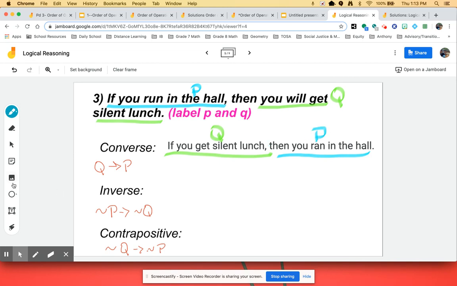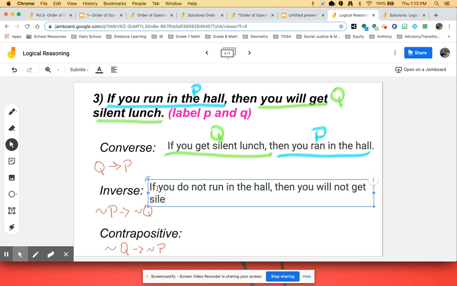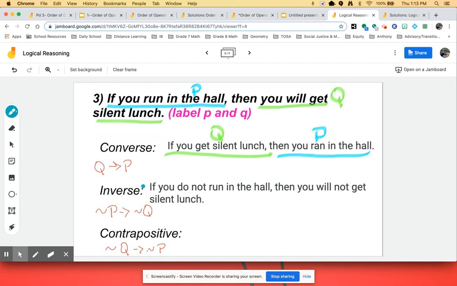My inverse is negating the P and the Q. If you do not run in the hall, then you will not get silent lunch. To mark my statements, so my not P is if you do not run in the hall. My not Q, then you will not get silent lunch.